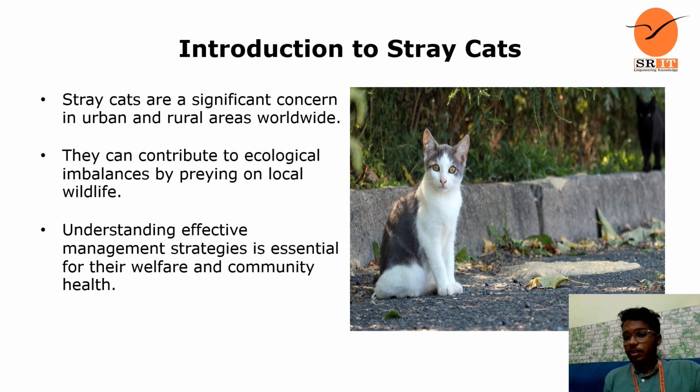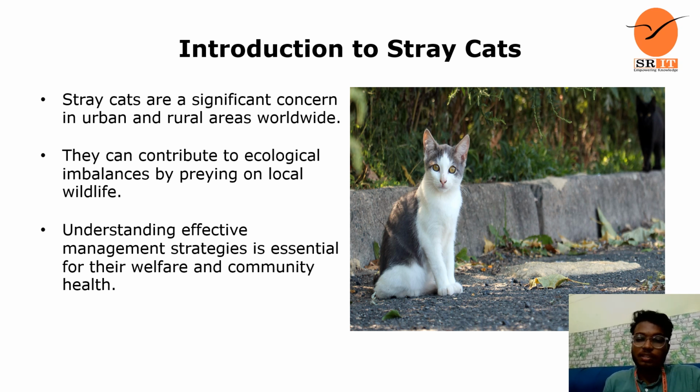Now let us move on to the introduction to the stray cats. So what are stray cats? Stray cats are a significant concern in urban and rural areas worldwide. The cats that we do not tame at our homes, like they'll be moving randomly in the streets, those kind of cats are called stray cats. They can contribute to ecological imbalances by preying on local wildlife. Local wildlife involve the rats and chicks, small insects. These will be affected, I mean eaten by these cats, which affects the food chain. Understanding effective management strategies is essential for the welfare and community health.